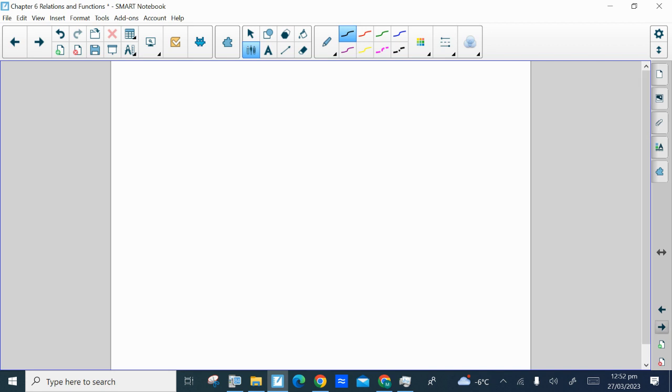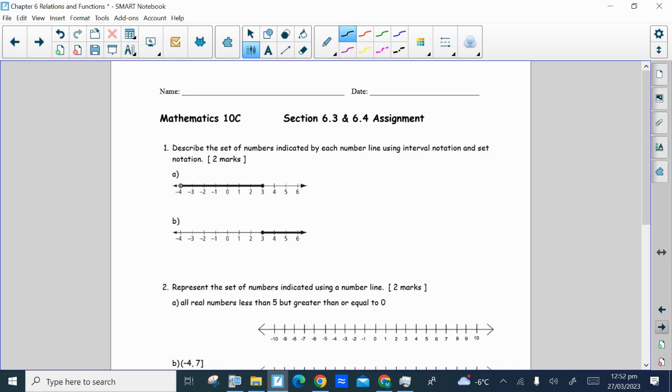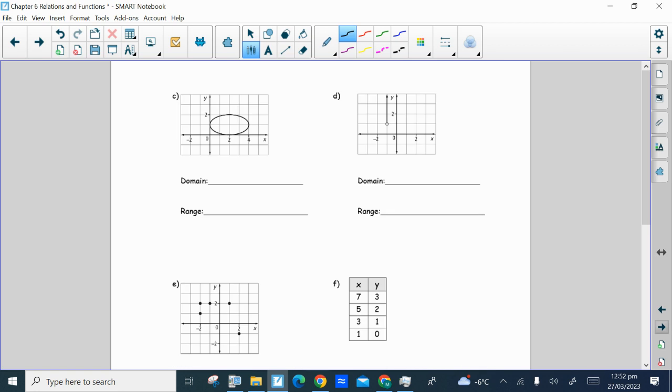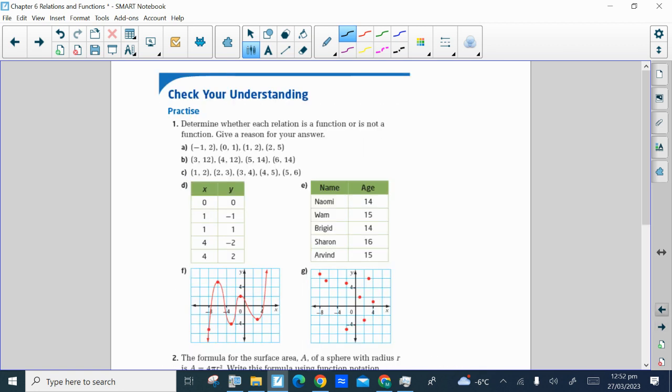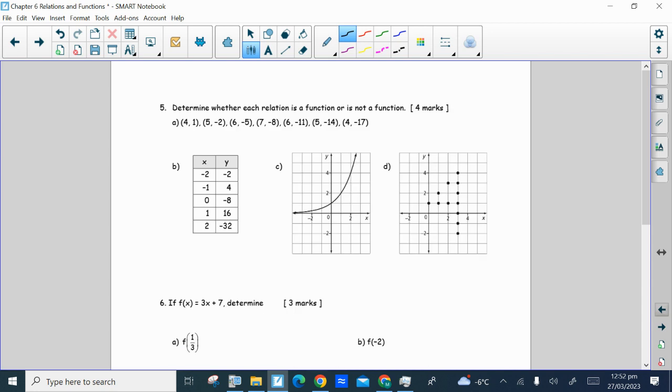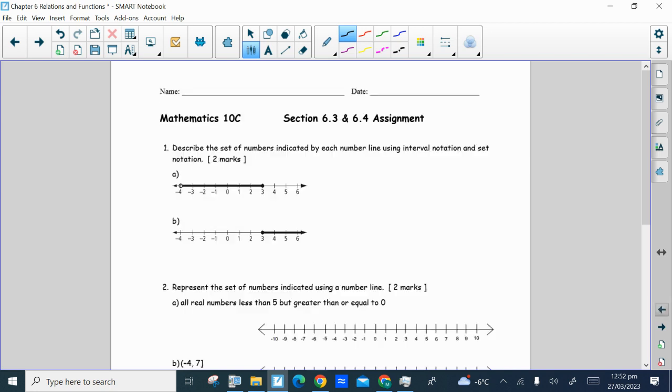Okay? So there's another assignment there, 6.3 and 6.4. This one is also due for marks. So there's 4 pages there, 2 pages back to back. You're going to rip them out, put your name on them, and make sure you staple them together to hand it in. Okay, so you can get working on that.